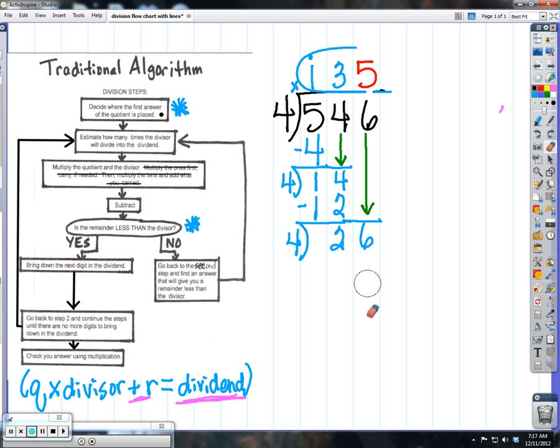So we would have to erase this part of the problem, not the whole thing, and then go back and say, well, 4 goes into 26 more than 5 times. It goes 6 times. 6 times 4 is 24. Subtract, we get 2. Now is the remainder less than the divisor? Yes, it is. And then we are back to the original answer that we had a moment ago. So this is just a very brief outline of how to use the traditional or the standard division algorithm.